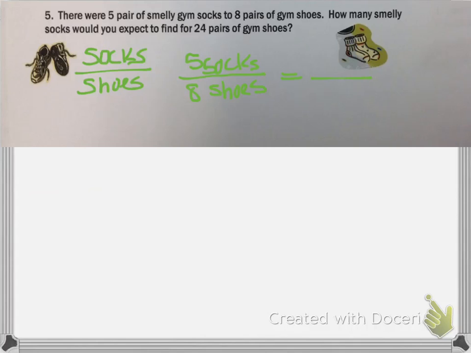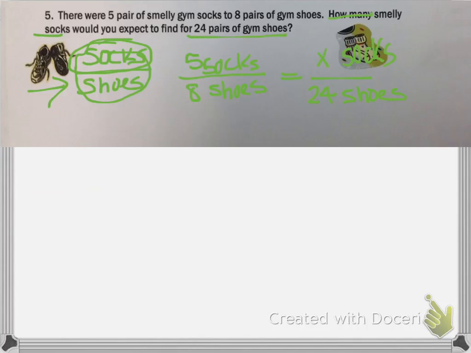Our second ratio, we find what they gave us. They're always going to give us one part of that ratio. And they gave us that there are 24 pairs of shoes. So I'm going to look at my labeled ratio and say, where are shoes? Shoes are on the bottom. So I'm going to place this 24 shoes on the bottom of my second ratio. And then on the top, that's where socks belong. But I don't know socks. I'm finding how many socks there were. So I'm going to put an x and then label it socks, so I can solve for that x.